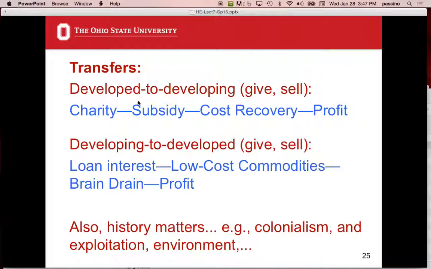Next, there's a whole issue of are you going to work on something to give away, charity, or subsidize, or cost recovery, or am I going to make money off poor people to help poor people? Okay? And then you got to realize that that's like transfers from developed world to developing world. What about developing world to developed? There's a lot of that goes on, like loan interest, low-cost commodities, okay? Brain drain. You know how many fantastic brains the United States steals from all the world every year? Quite a few of them are sitting in this room. Okay?